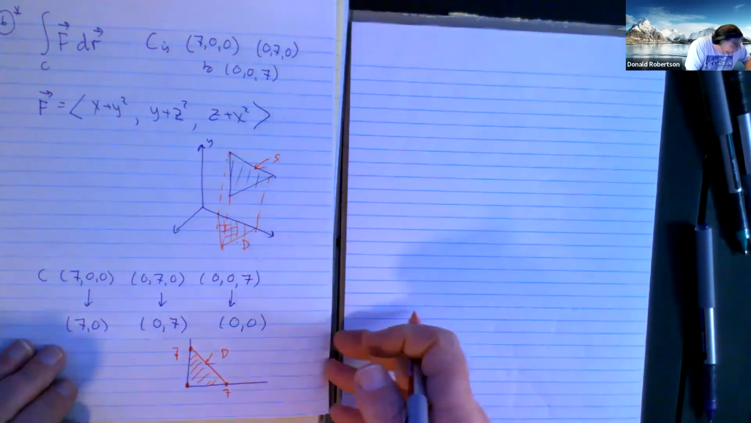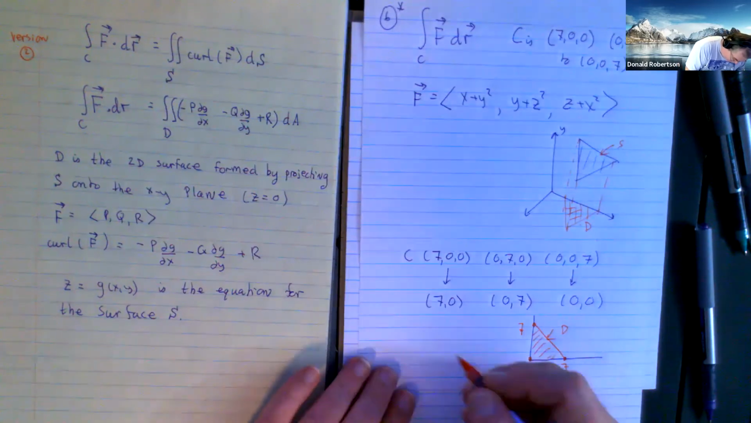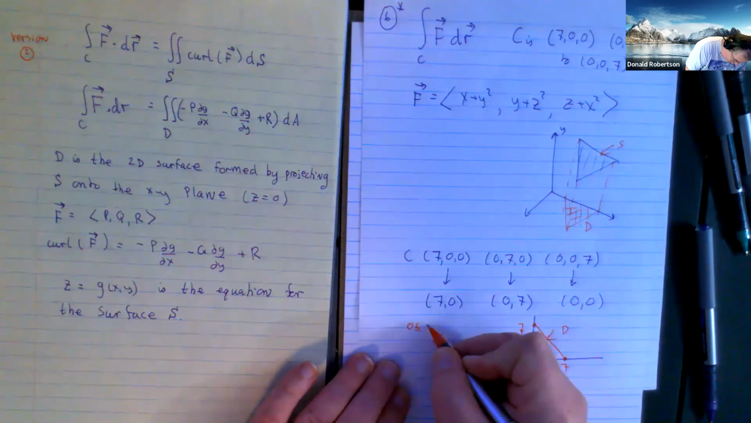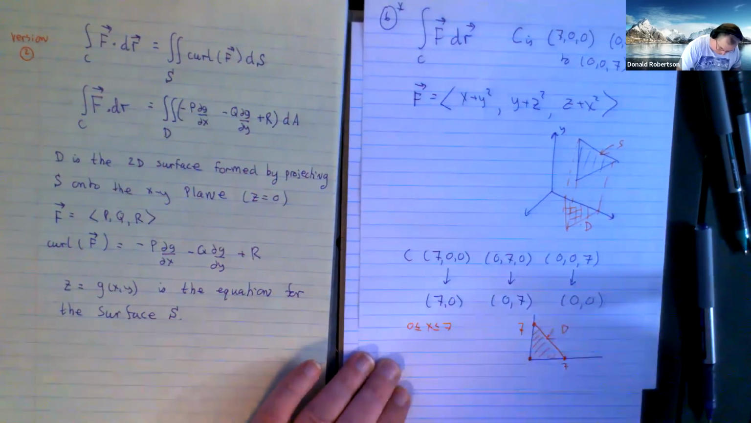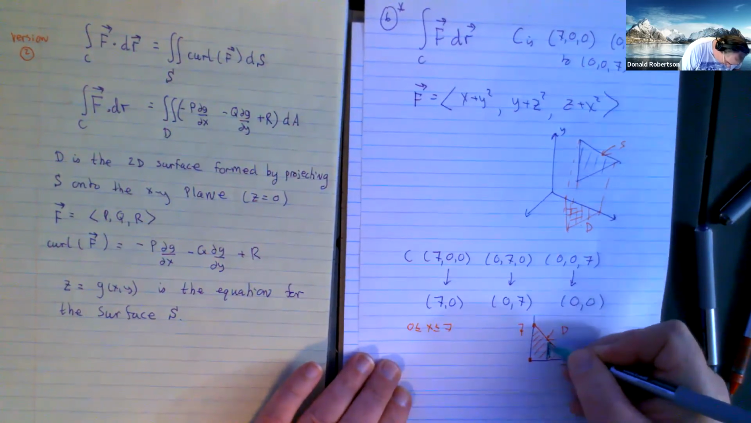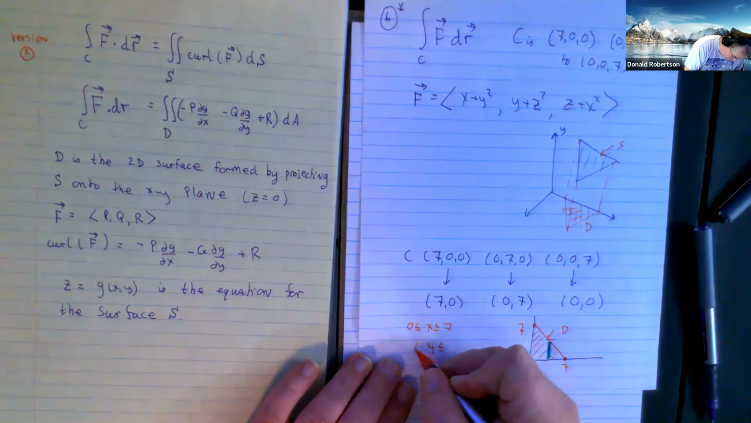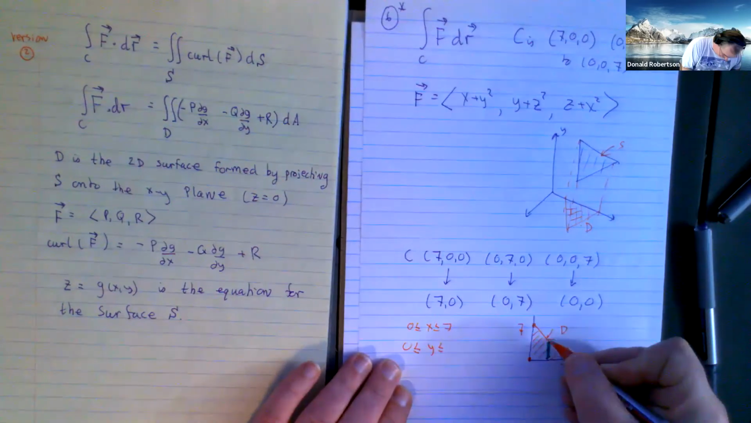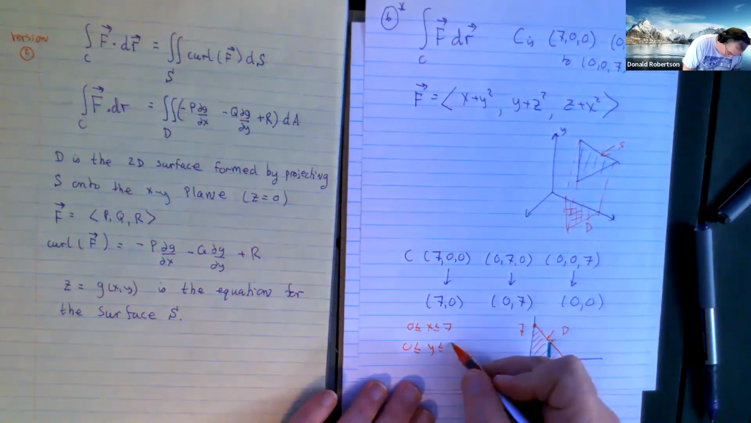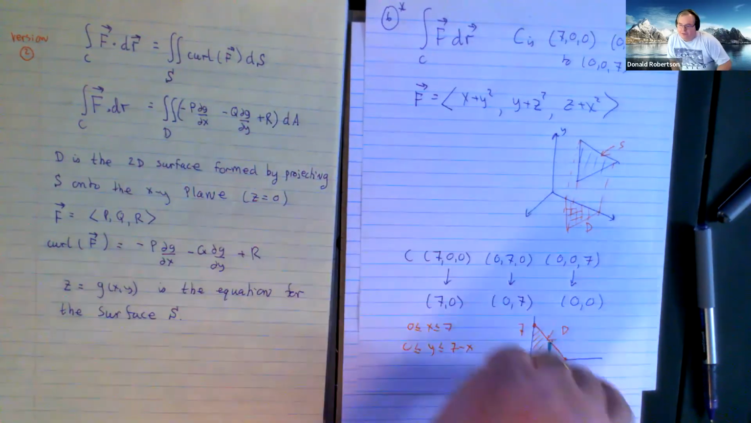So I've got enough room. I think I can do it here. For region D then, won't the X's go from 0 to 7? I don't know how many triangles we've done, but it seems we've done an awful lot of them. And won't the Y values, they will go from 0 to that straight line. And that straight line has equation 7 minus x. Are you comfortable with the equation of the line?